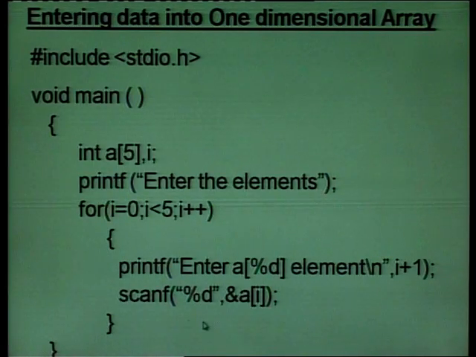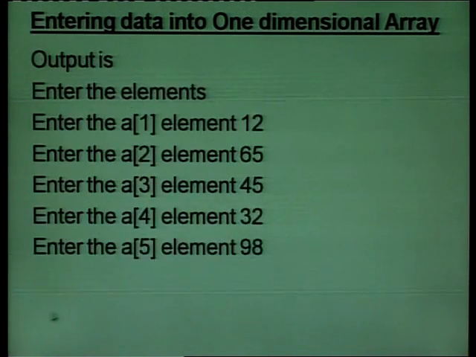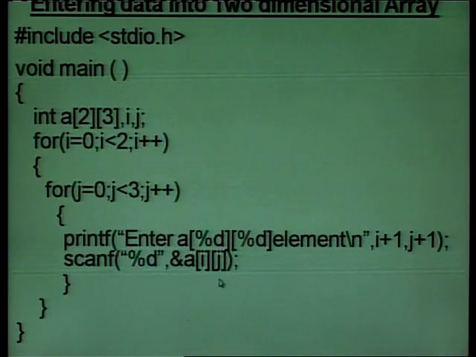Int is an integer variable, and then I use the & operator here. a[i] is the variable we want to store. It goes for a[0], a[1], a[2] and goes up to the last element. Now the output for this one-dimensional array is: it gives enter the first element, then the user enters 12, and enter the second element, then the user enters 65, it goes on until the fifth element, 98. In this way we can enter the 5 elements into the array whose name is a.